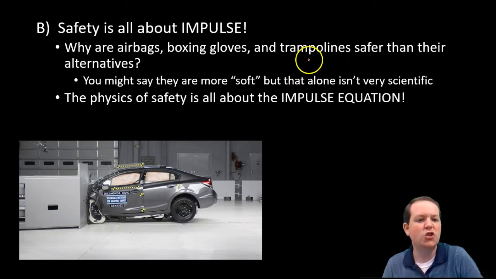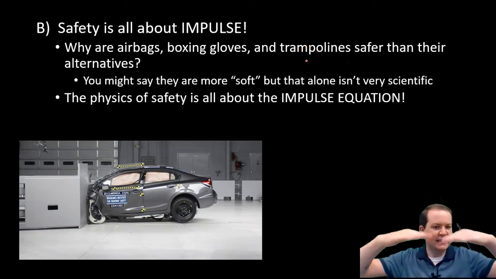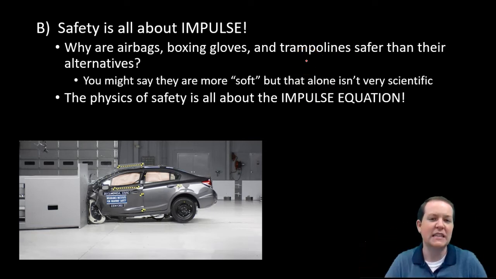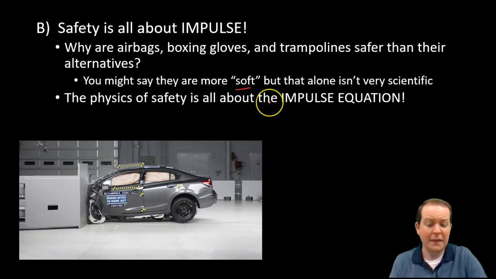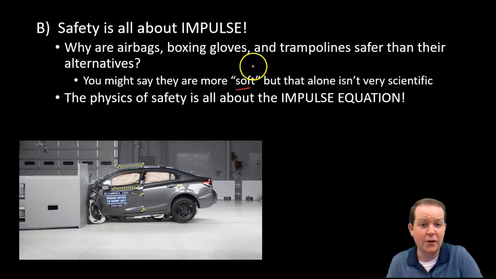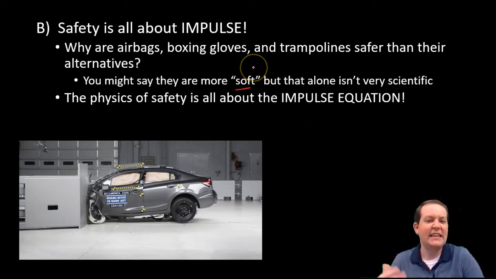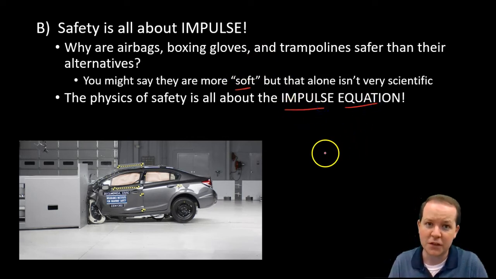Or landing on a trampoline or one of those gymnastic floors that have give, versus landing on hard concrete. Why are these objects considered more safe? A lot of people might say, well, they're softer. That's not bad, and it's certainly related, but there's no physics of soft. Soft isn't a quantity we put into equations. So what is the physics that relates the material, maybe the softness, to decreasing force? It's actually all about the impulse equation.